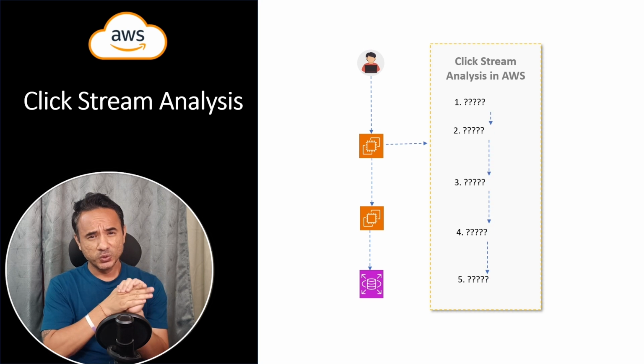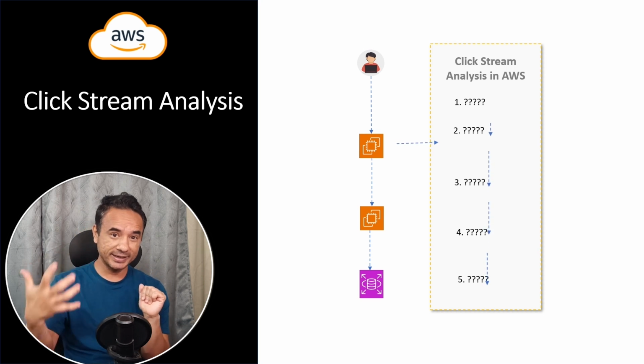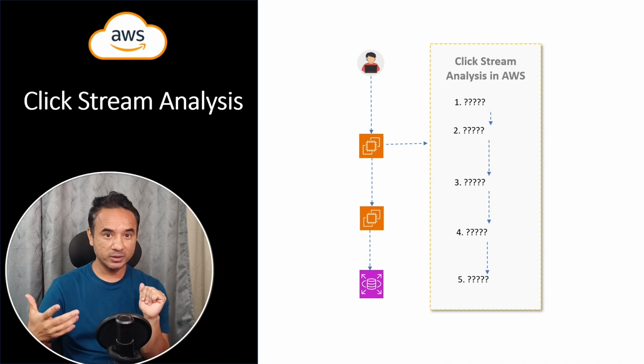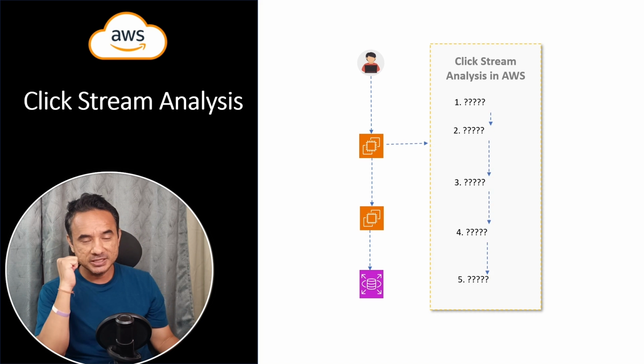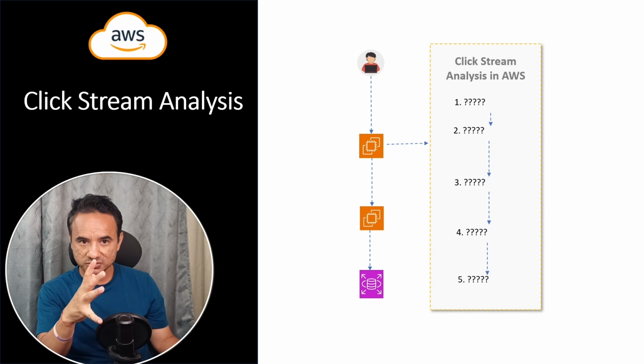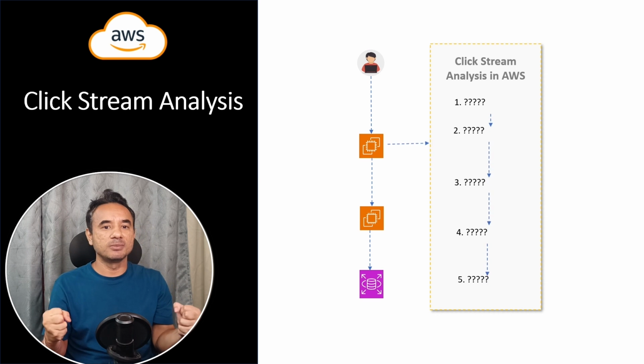Hi friend, do you know how Facebook and LinkedIn make you addicted to scrolling more and more? How they keep showing you the posts which you are already interested in? That is because of something called click stream analysis. After completing this video, you will be able to explain how we can achieve click stream analysis using AWS.